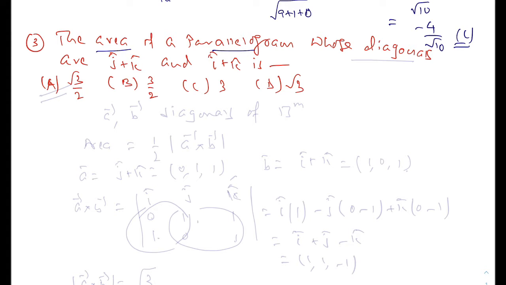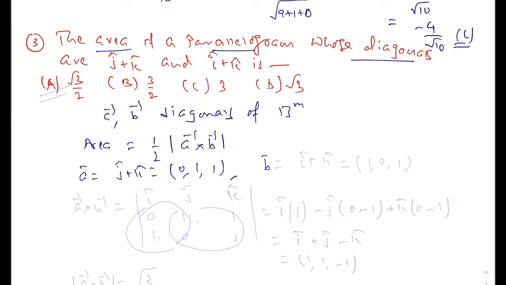Now we know the formula for the area of a parallelogram when the diagonals are given. Suppose A bar and B bar are the diagonals, then its area is equal to 1/2 the magnitude of the cross product of the diagonal vectors. So A bar is J plus K, so this is 0, 1, 1, and B bar is I plus K, so it is 1, 0, 1, and so we find A cross B, which is not difficult to find.